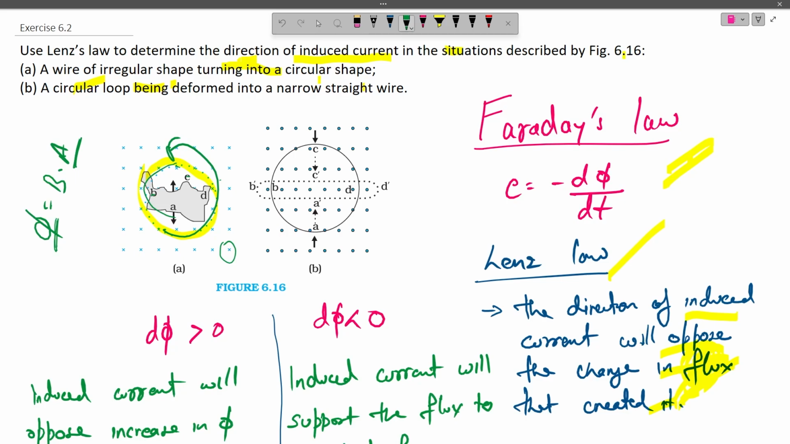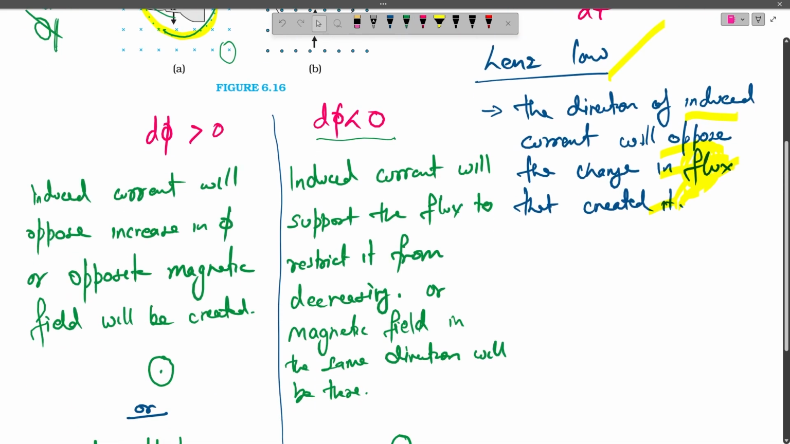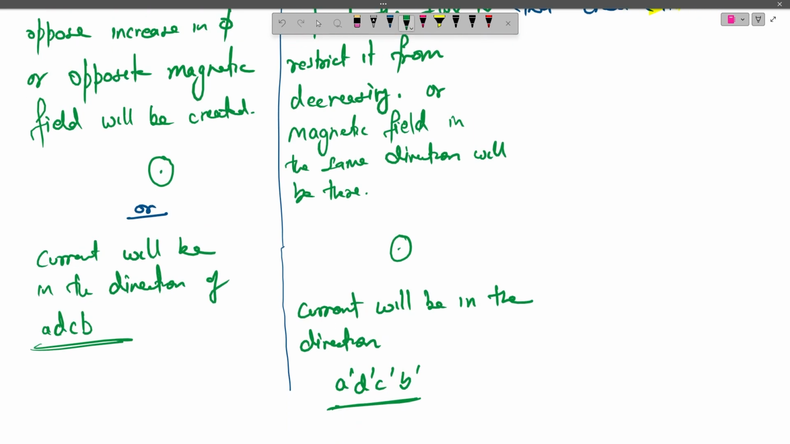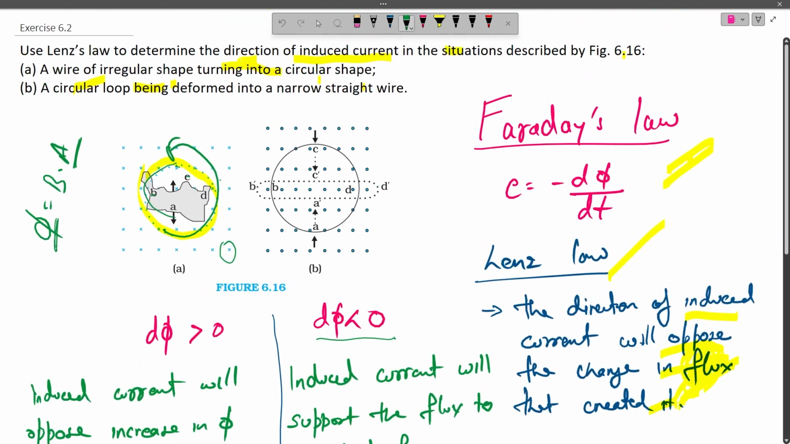In the second case, the area is decreased, so flux is decreasing, d phi is decreasing. So the induced current will support the flux to restrict it from decreasing, and thus the magnetic field will be in the same direction as before, continuing out of the plane. In order to have magnetic field out of the plane just like before, anti-clockwise current should flow, or A dash, D dash, C dash, B dash should be the direction of current.